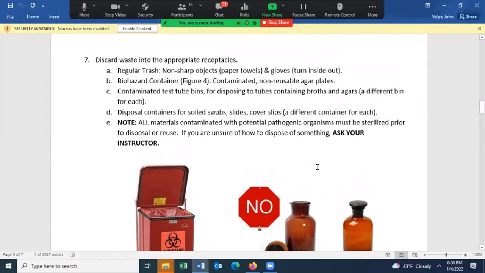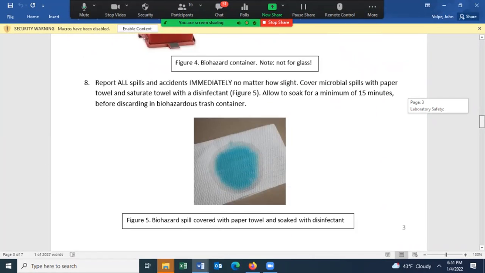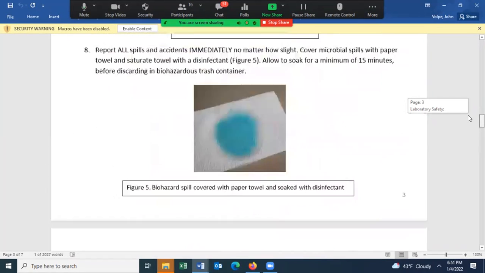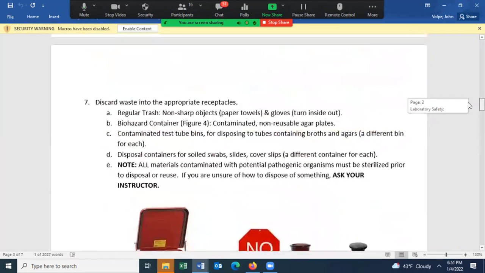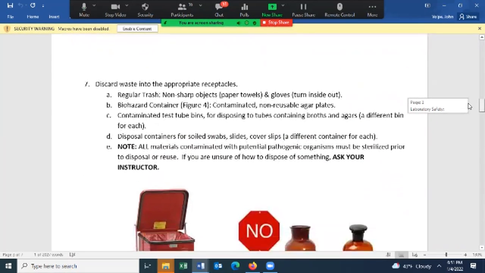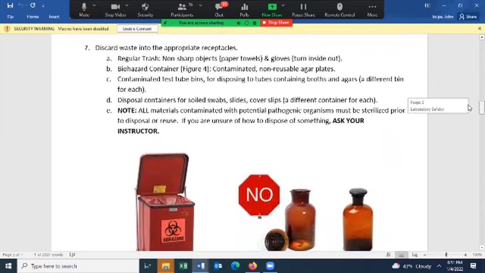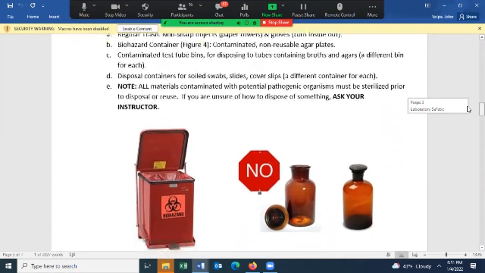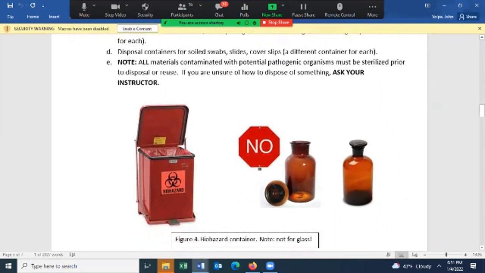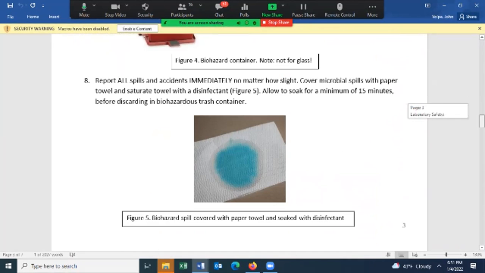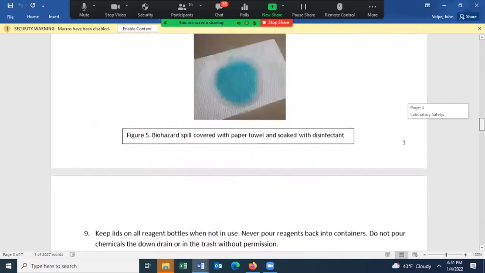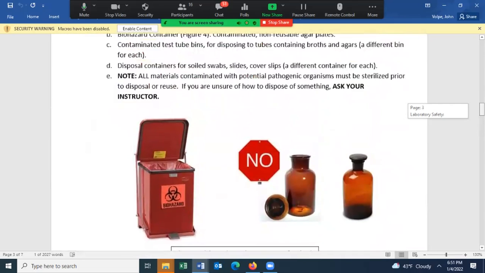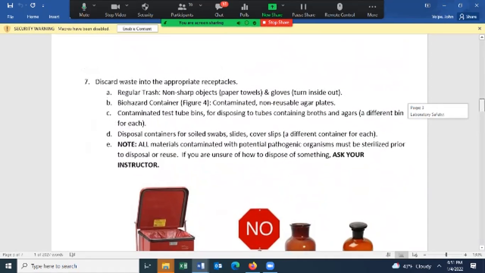We very, very seldom use sharps, but we do have a sharps container, like for putting razor blades, and that goes in a sharps container. I don't have a picture of that. Slides and cover slips go in specific containers that have disinfectant in them, and that's not shown, and they would be on the front counter of the lab.